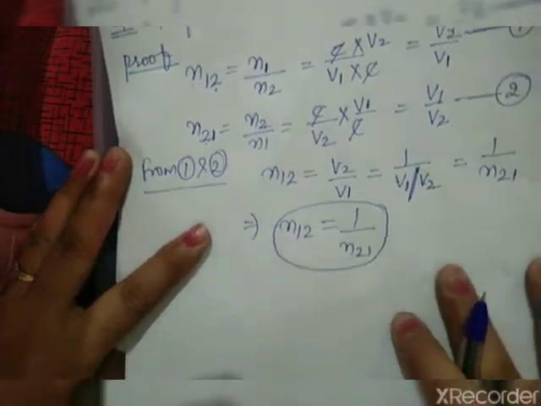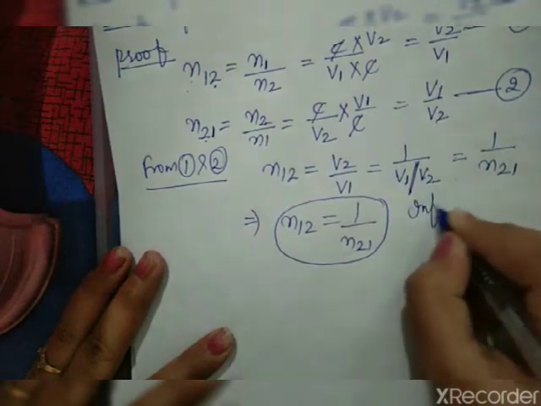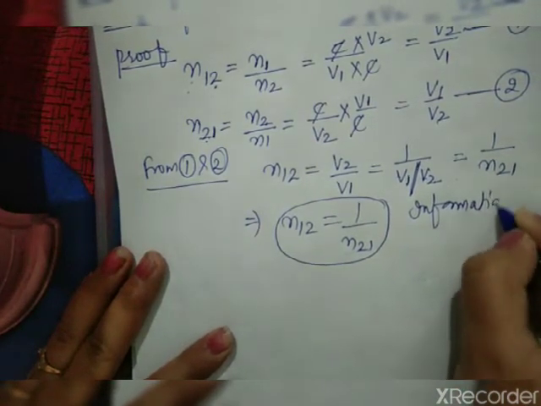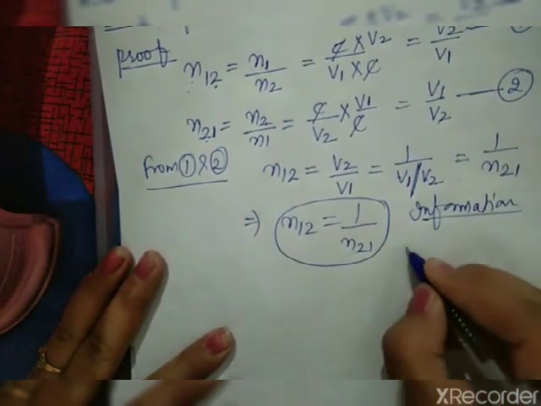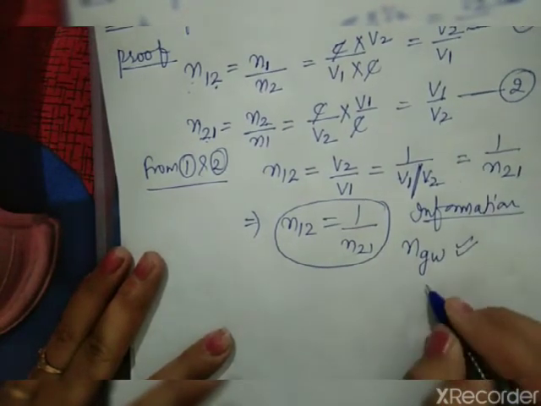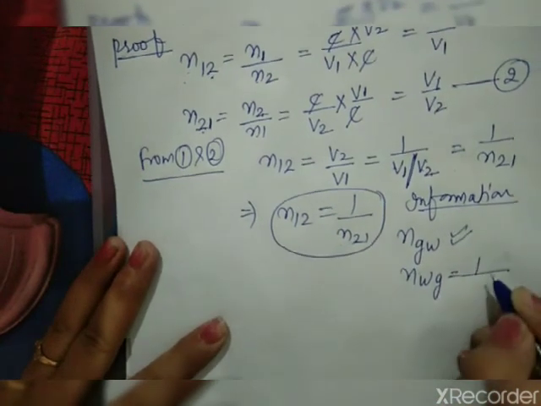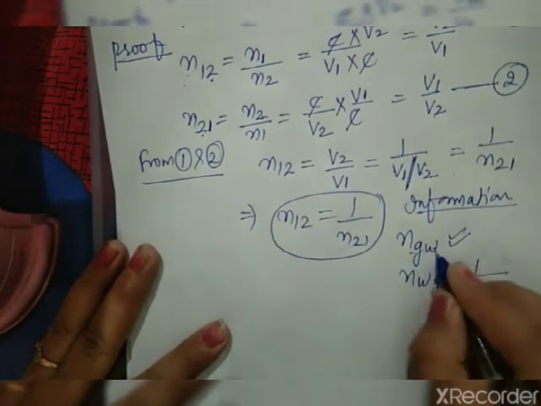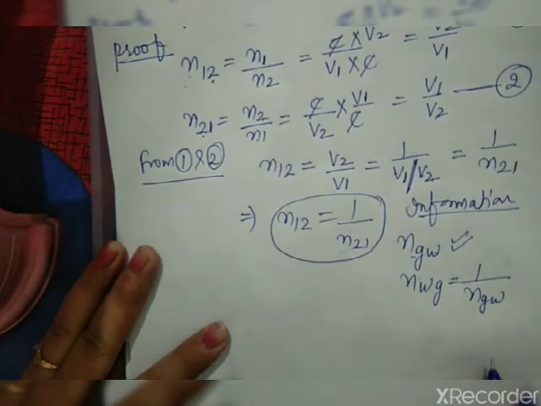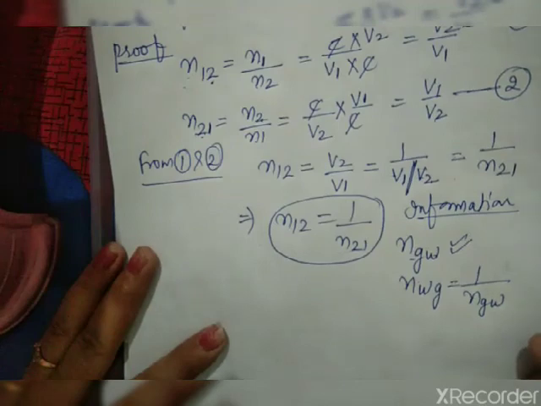What practical information have you received from this relation? You have to focus at this point that if refractive index of glass with respect to water is given to you, then refractive index of water with respect to glass will be equal to the reciprocal of this. Okay students, so it's clear, that is refractive index, absolute as well as relative.